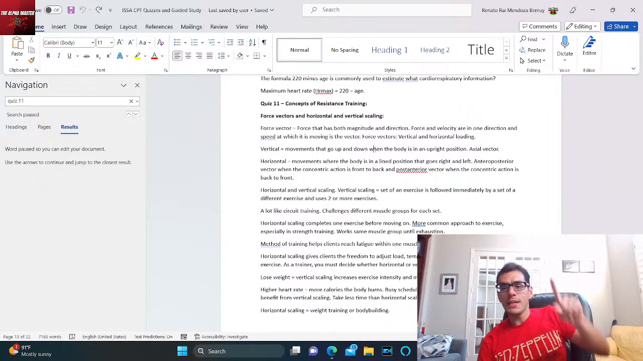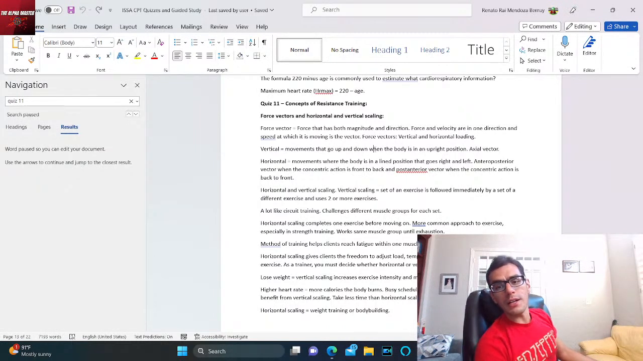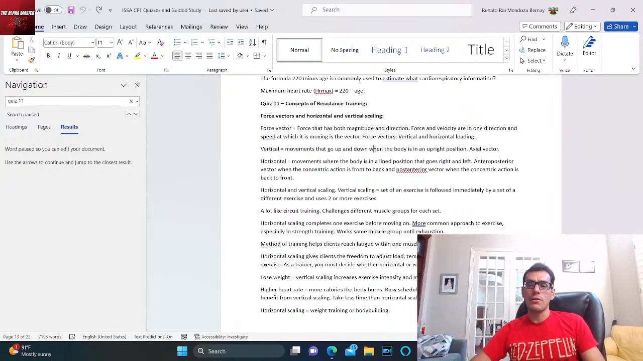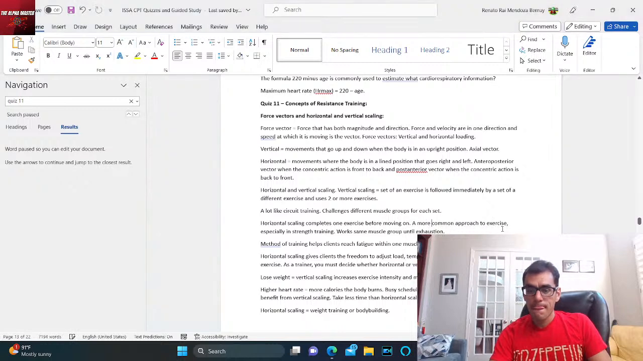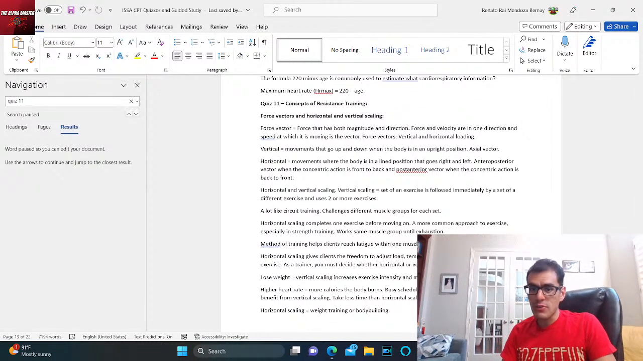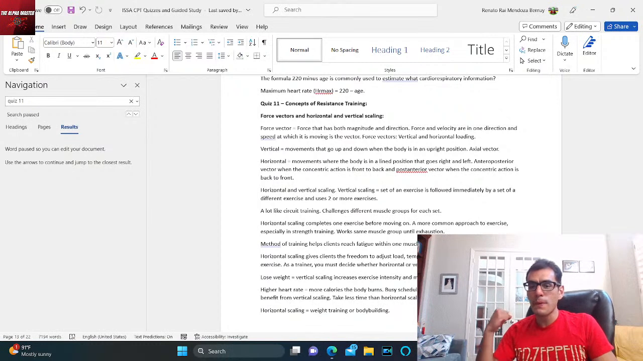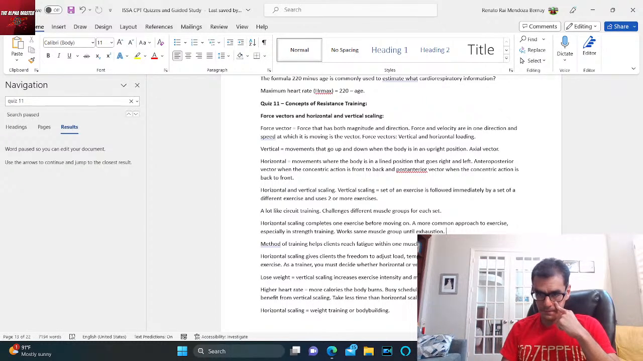Horizontal scaling completes one exercise before moving on. It's a more common approach to exercise, especially in strength training. It works the same muscle group until exhaustion.